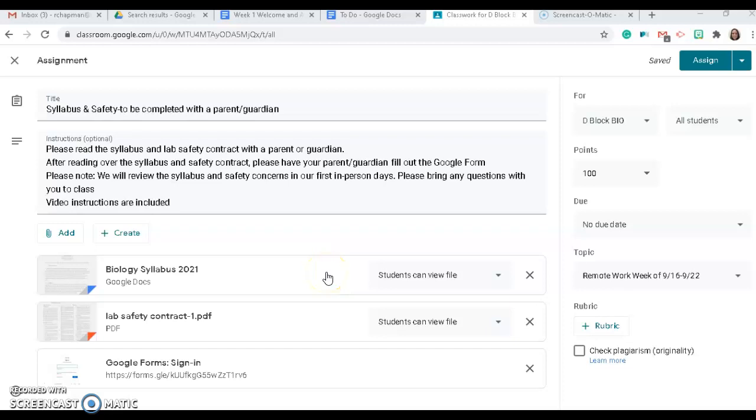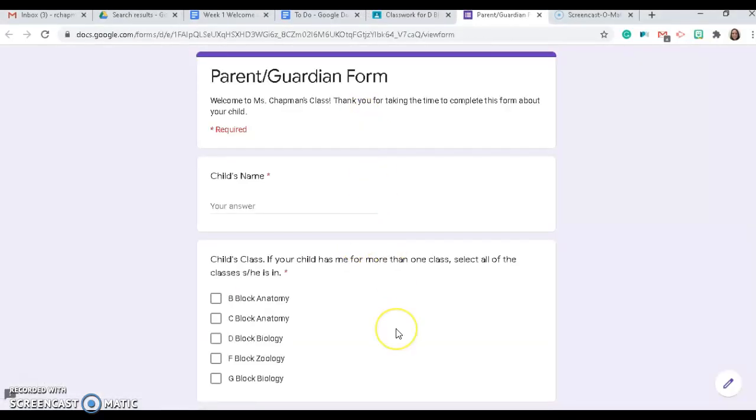This assignment is to be completed with a parent or a guardian. What I would like you to do is to please read both your course syllabus and the lab safety contract with a parent or a guardian. After you have read the documents, please have your parent or guardian fill out this Google form.